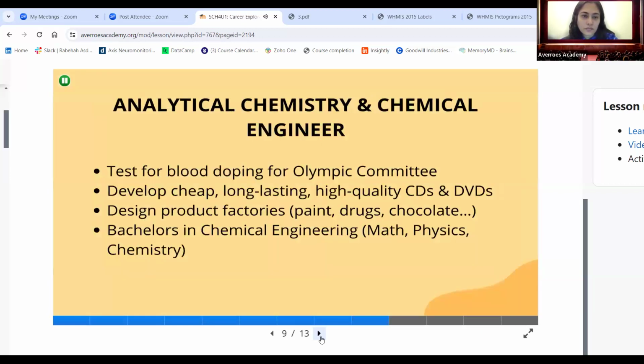So some examples of analytical chemistry and chemical engineering products. For example, testing blood, like for doping or drug use for the Olympics. Developing cheap, long-lasting, high-quality CDs or DVDs, so just developing products. Designing product factories or paint, drugs, chocolate. And for this, you need a bachelor's in chemical engineering, specifically studying maths, physics, and chemistry, of course.